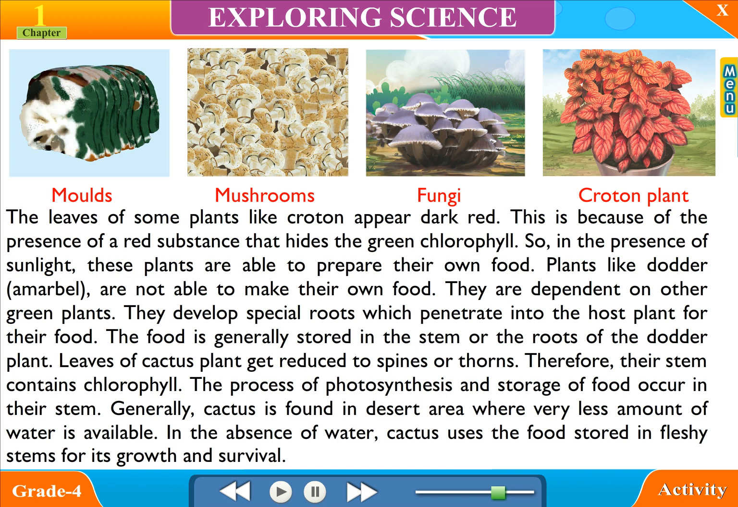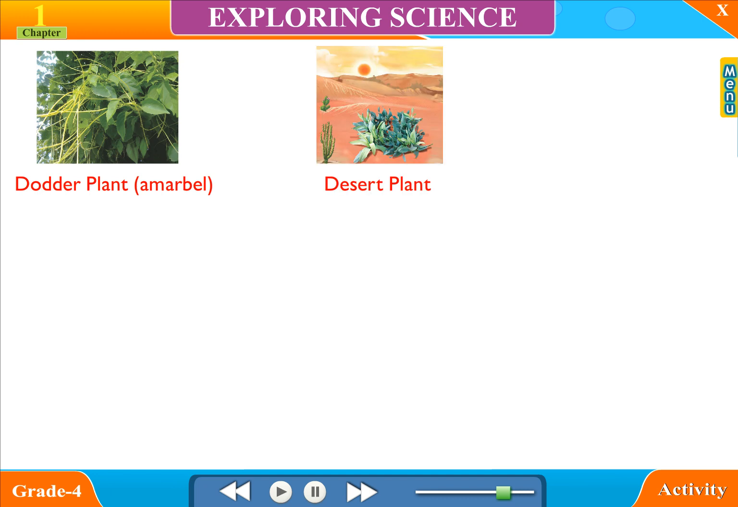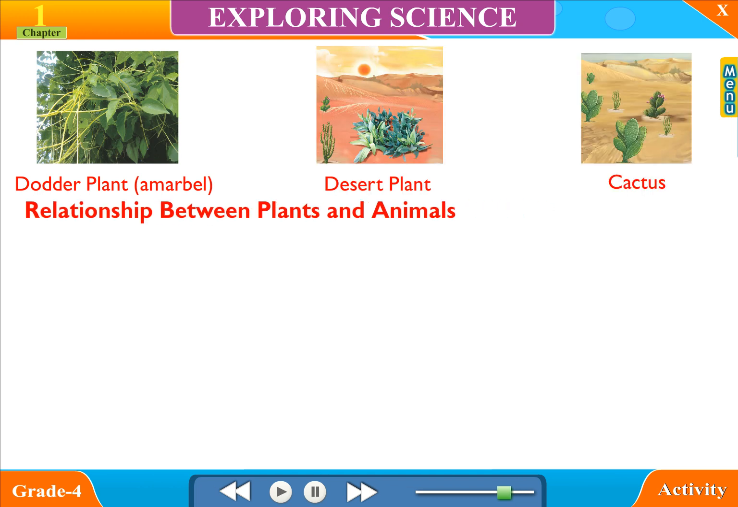Leaves of cactus plant get reduced to spines or thorns. Therefore, their stem contains chlorophyll. The process of photosynthesis and storage of food occur in their stem. Generally, cactus is found in desert areas where very little water is available. In the absence of water, cactus uses the food stored in fleshy stems for its growth and survival. Deodar plant, mistletoe, desert plant, cactus.